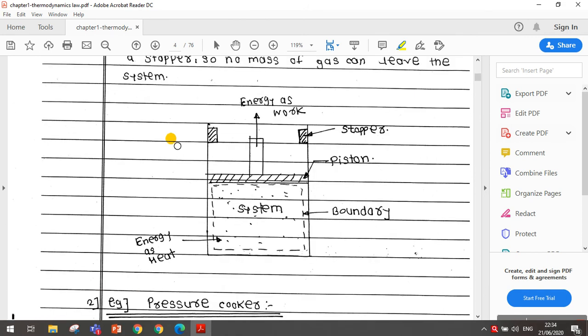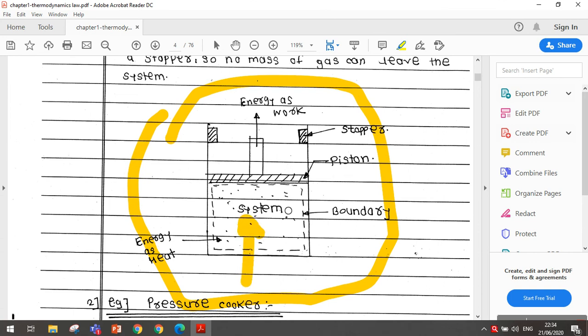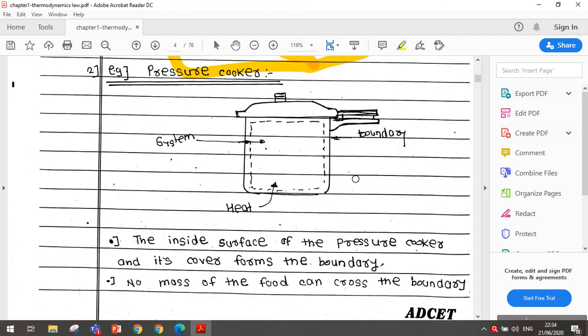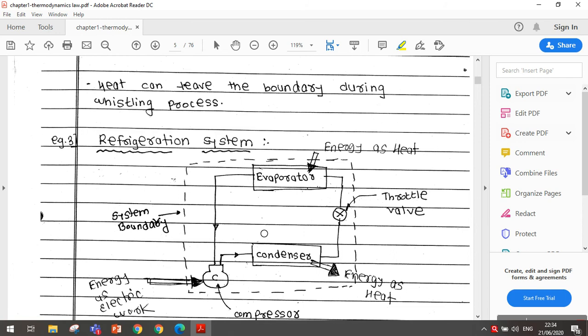Take another example of the piston cylinder arrangement. What happens when you supply Q? Work is given out. The energy Q enters and the energy W crosses the boundary of the system, but the mass of the system remains constant. So it is an example of a closed system. The pressure example was also discussed.